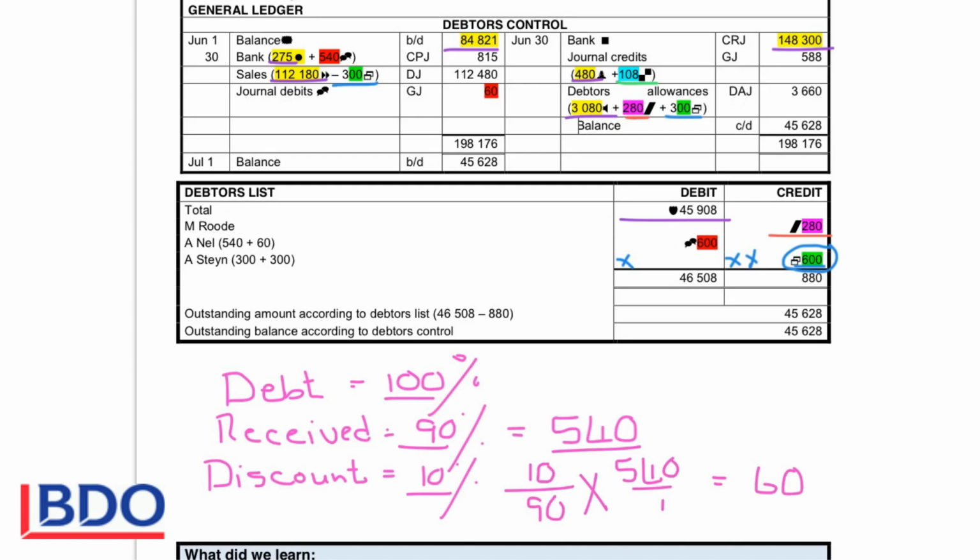If we look at this entry, we will show that the debtors owe us 540 Rand more for the entry that must be recorded in the bank. And then we will show in the general journal that the debtor also owes us the 60 Rand for the discount that will be cancelled. In the debtors list, we will show that the debtor's debt will increase with a total of 600 Rand.